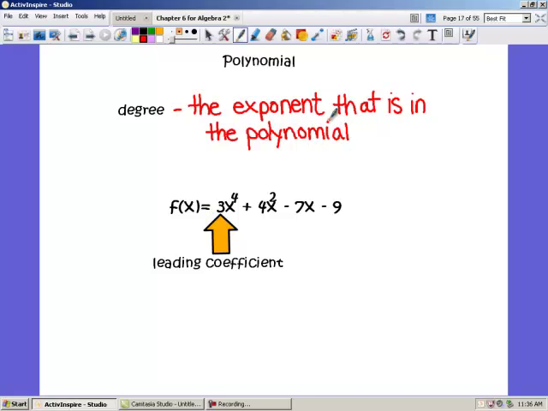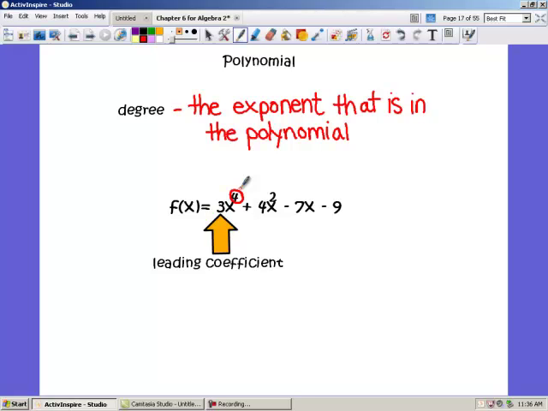So if you look at this example down below, we have f of x equals 3x to the fourth plus 4x squared minus 7x minus 9. The highest exponent is our degree. So the highest exponent you see here is 4, and so the degree of this polynomial would be 4.